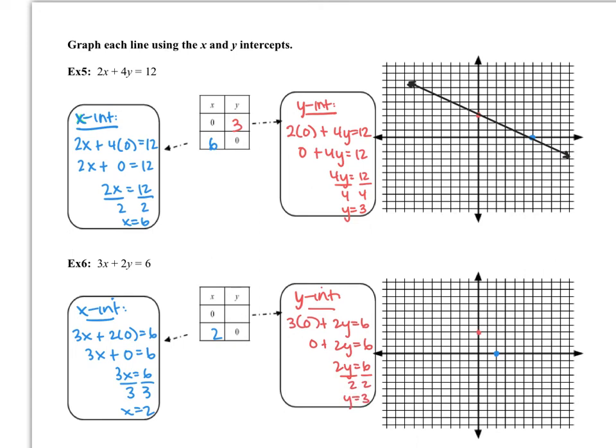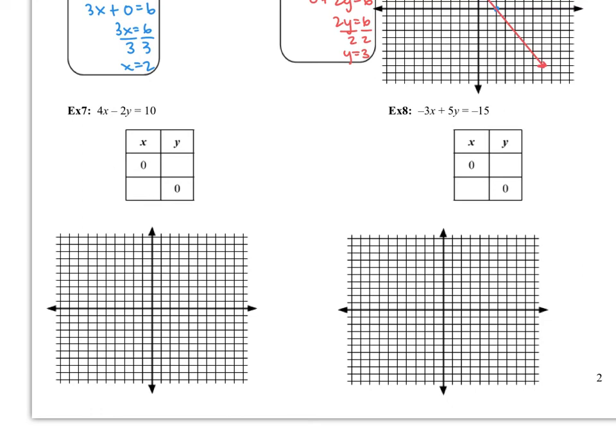So when I'm graphing using x and y intercepts, I'm always going to have one point that's on the y-axis and one point that's on the x-axis. So 2 separate points, one on each axis. Then I'm going to connect these 2 as best I can with a line. So I'm going to take out a ruler, and then put arrows on each end of my line. So at this point, I'd like you to try examples 7 and 8.